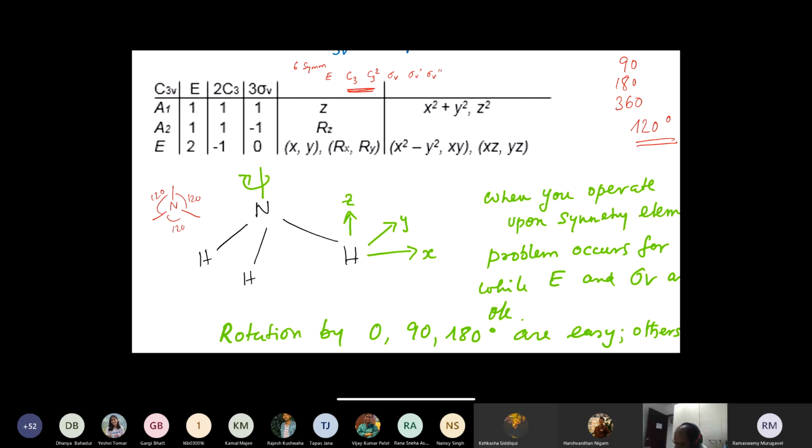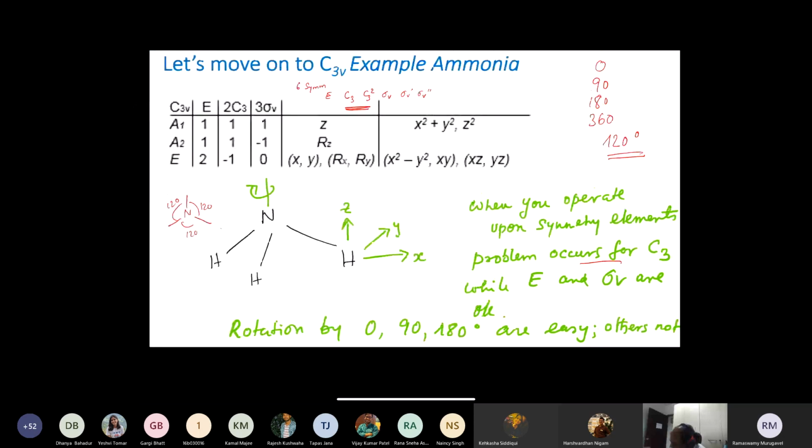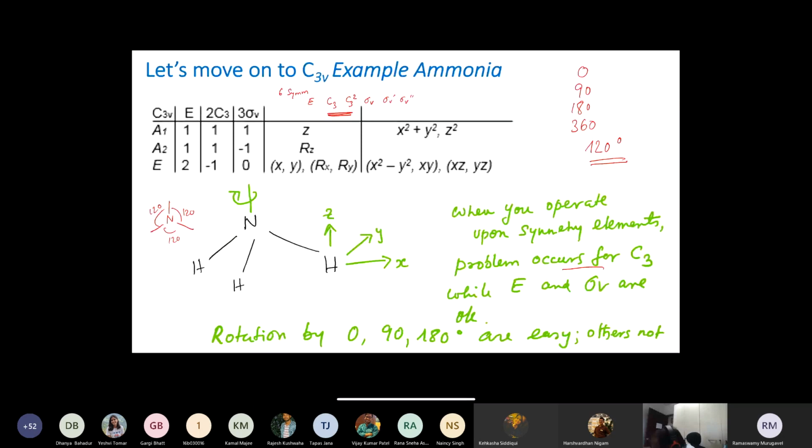So when I do a C3 about the N axis, the axis running through the N, I will be rotating by 120 degrees. When you operate upon a symmetry element, a problem occurs for C3, while E and sigma V are okay. When I do a sigma V, it is here. This is sigma V, and this is sigma V. That's a plane. Life is not so difficult. The same applies to the identity operation E.